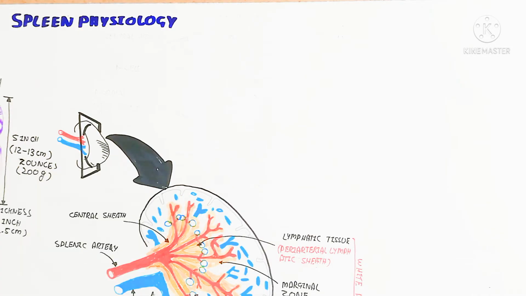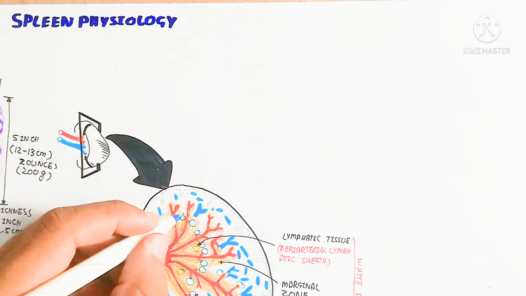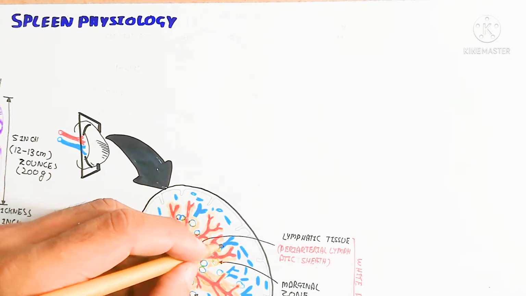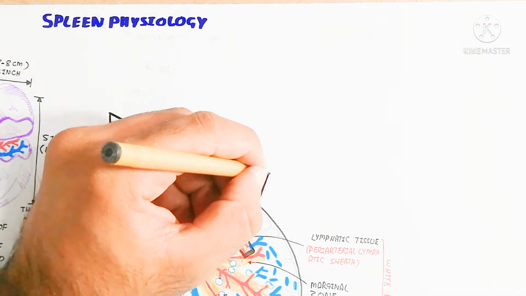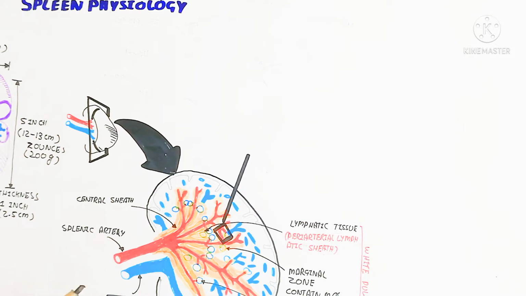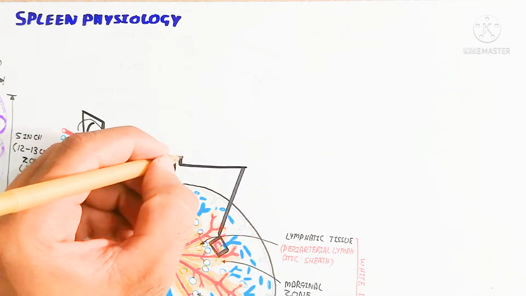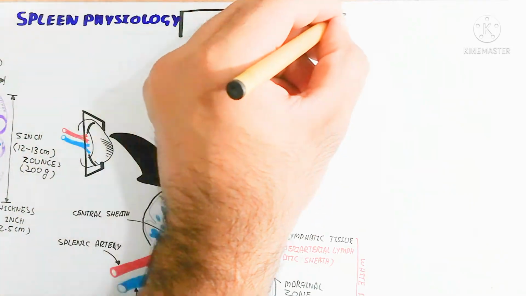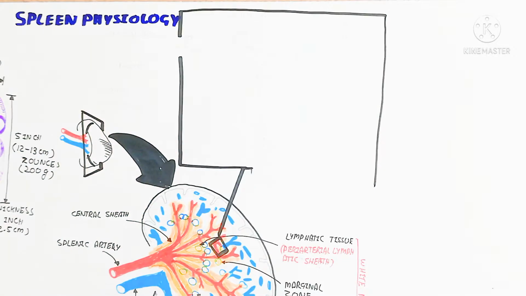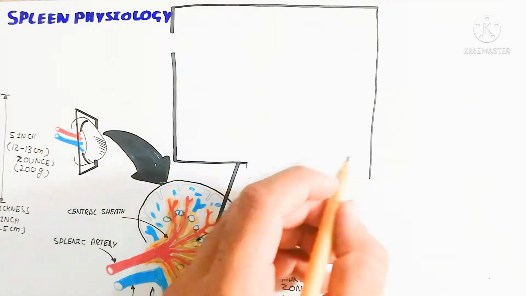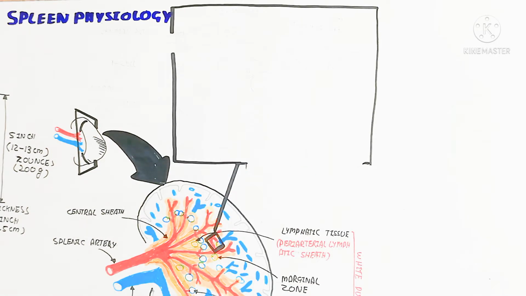So let's draw the white pulp. The white pulp is present here. You can see it in this diagram. The white pulp also contains the follicle, and the follicle is also surrounded by the marginal zone. The marginal zone and the follicle, as well as the periarterial lymphocyte sheath, which is known as the T cell zone. So let's draw here, you can see this diagram to understand as well. I hope you're getting the concept, and this is the graphic for the white pulp.